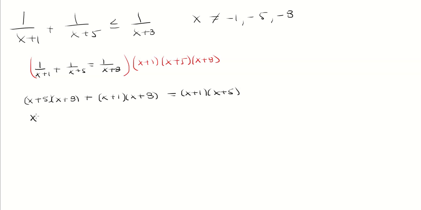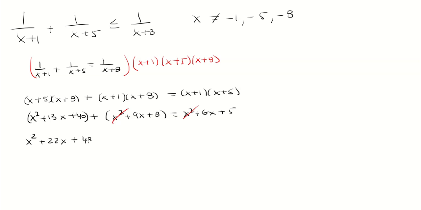We have x squared plus 13x plus 40, and then x squared plus 9x plus 8 equals x squared plus 6x plus 5. I can cancel one of the x squareds from each side. I have x squared. 13x plus 9x is 22x. 40 plus 8 is 48 equals 6x plus 5. We'll move the 6x over to get 16x and the 5 to get 43.